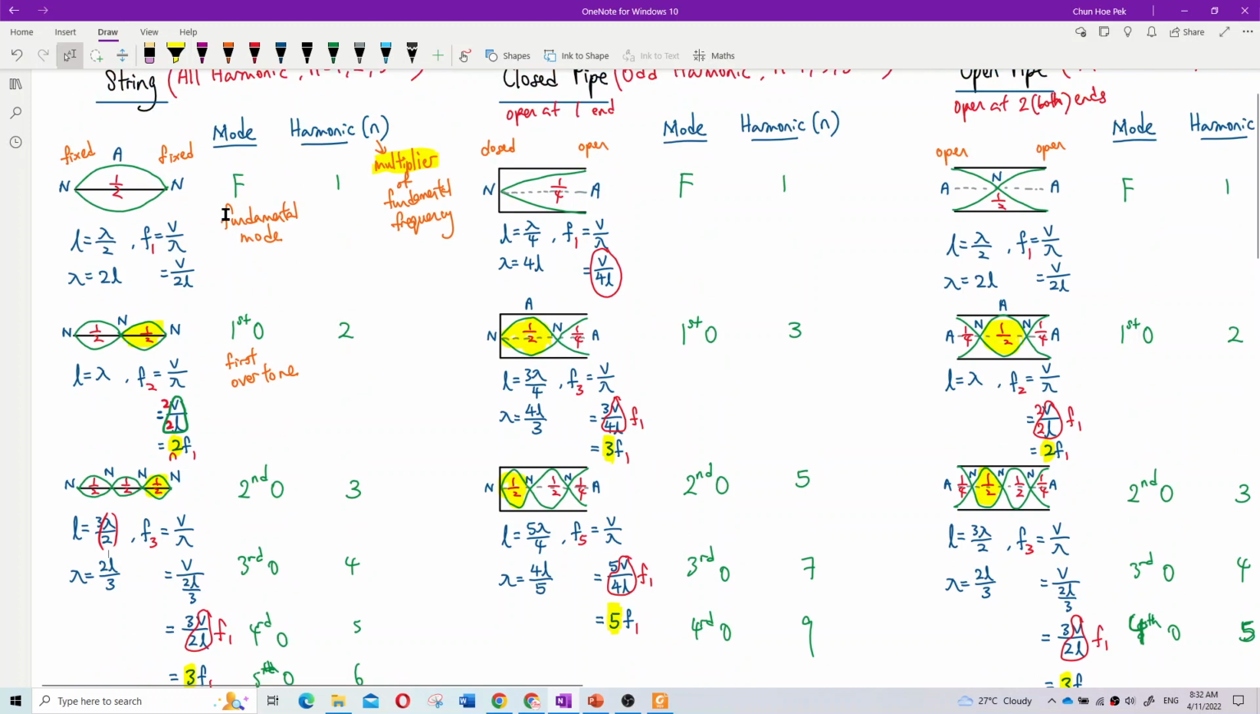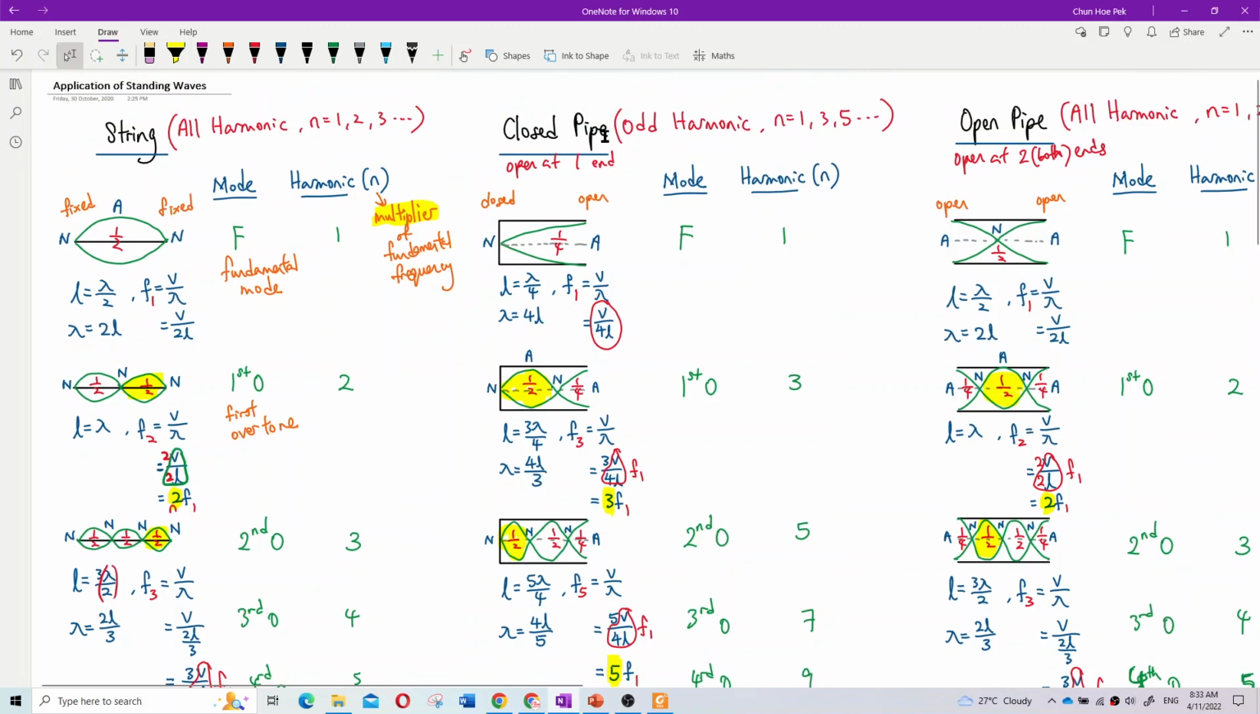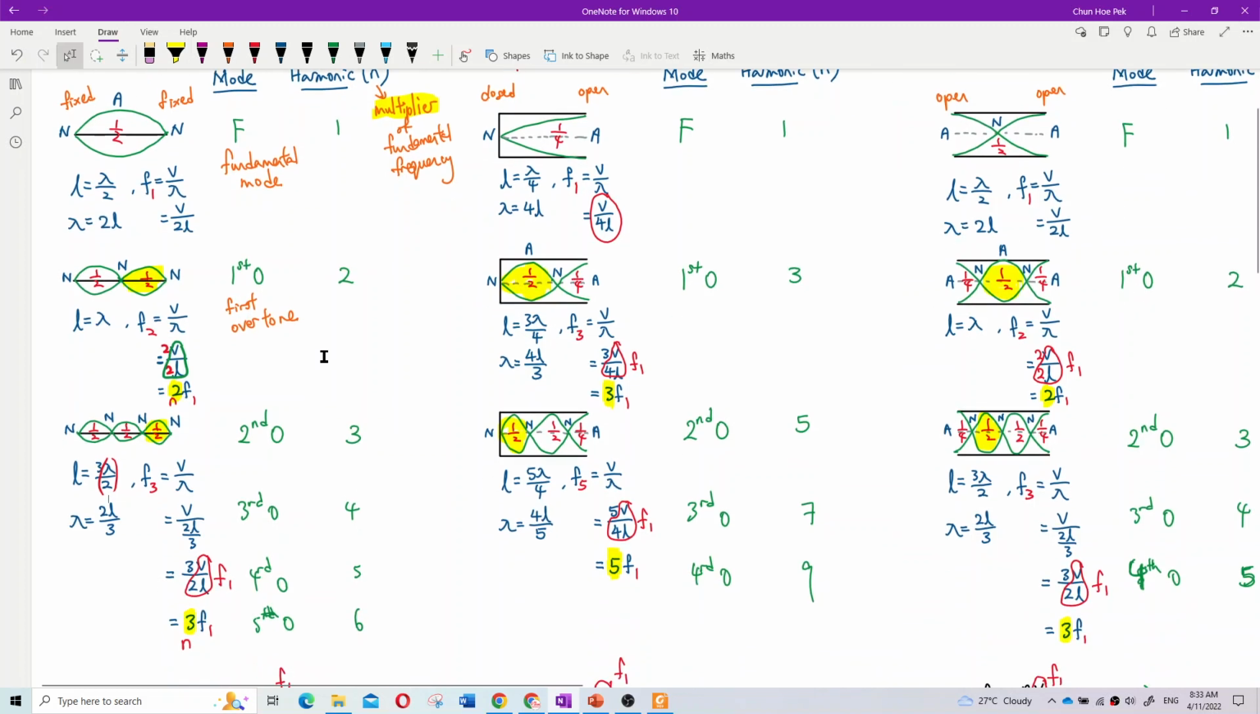That's mode. You always start with F, then go to the first overtone, second overtone, and third overtone. Same for all closed pipe and open pipe also. The first one is always called fundamental mode. And then the next one is first overtone. And then the next one is second overtone. And then the next one is third overtone, fourth overtone, and then fifth overtone. Okay, class?